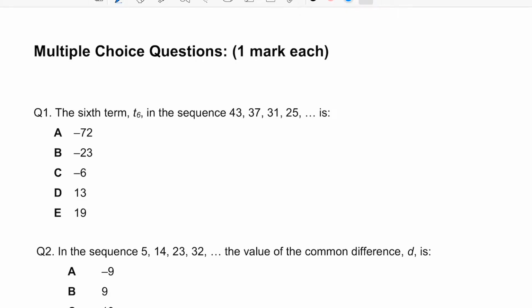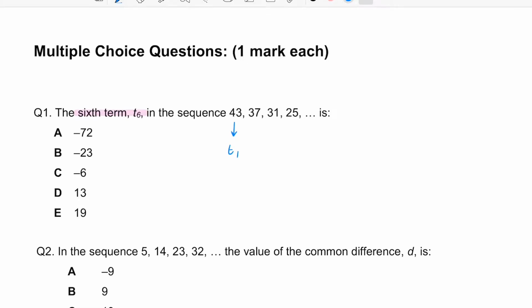Now, one thing we need to notice with this particular question is that it says the sixth term is T6, which means our initial starting number is actually T1. So, taking a look at T1, T2, T3, T4, I can see here that my sequence is decreasing each time. So, I'm going to work out what the common difference is for this particular sequence, and then I'm going to work out what T6 is.